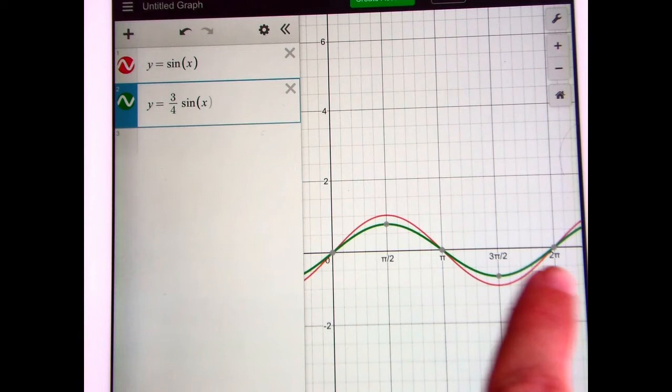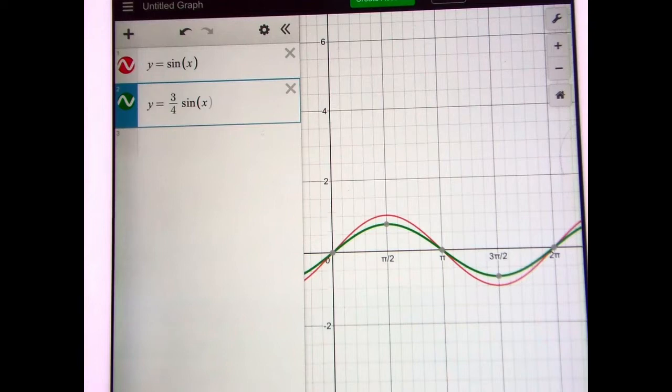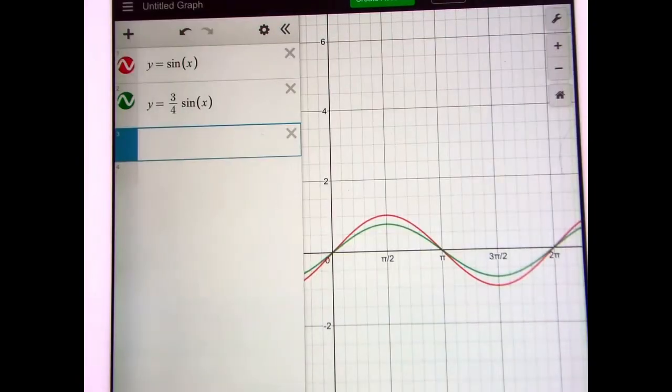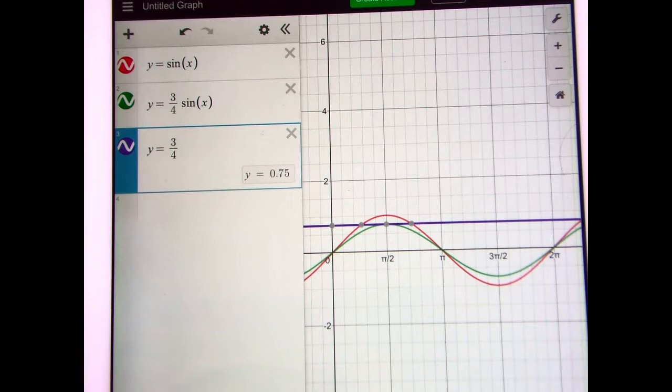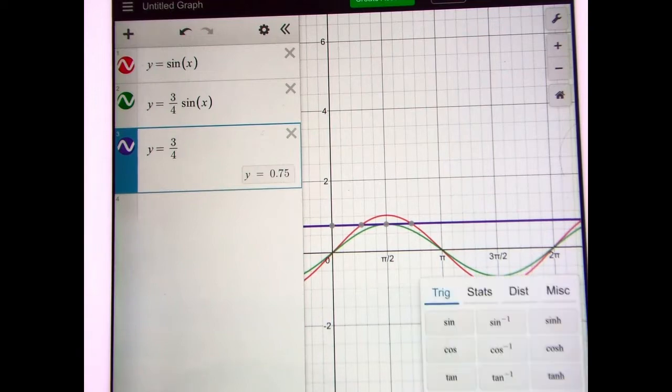But my period so far is still 2 pi. So both the red one and the green one both have a period of 2 pi. Okay, let's make a third graph. Let's keep the amplitude of 3/4, but let's change the period to pi.